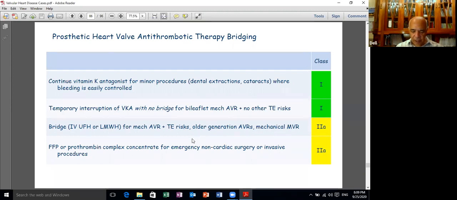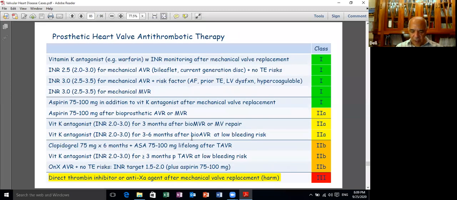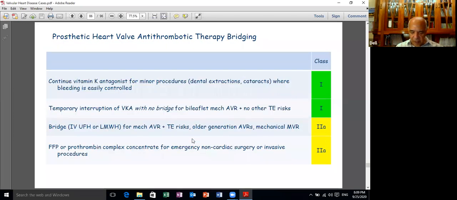In order to bridge, you stop warfarin 5 days before surgery. You start heparin when the INR decreases below 2. You stop heparin 6 hours before surgery, or 24 hours for low molecular weight heparin. This is before the operation.